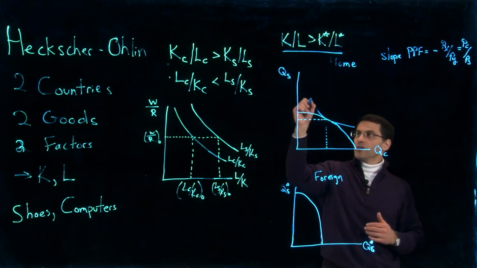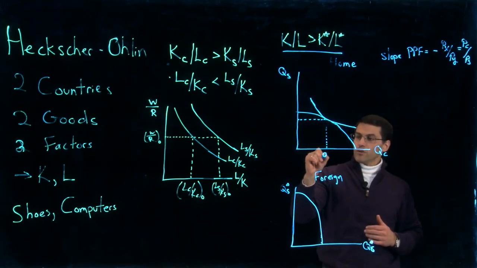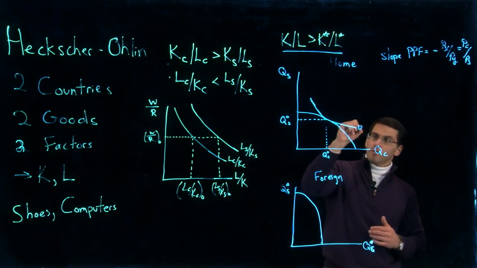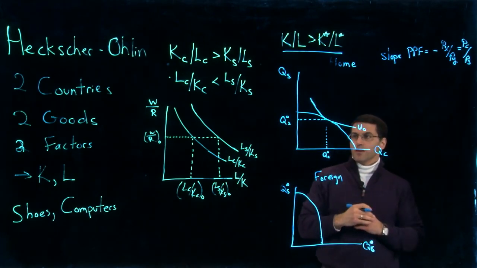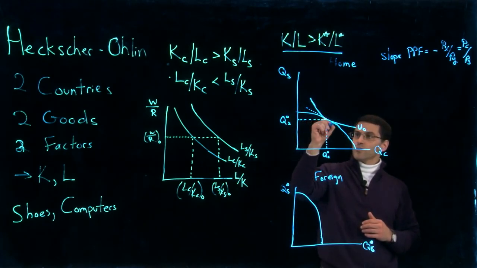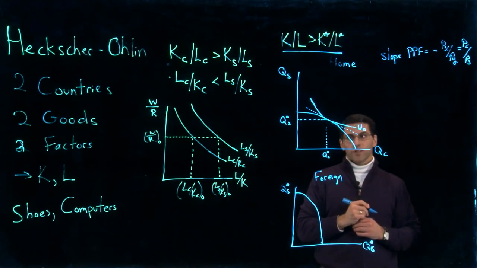So go ahead and just pick the equilibrium point for the home country first. Okay. Here's our indifference curve. And so what do we see here? Well, that dotted line right there, that's the relative price line.